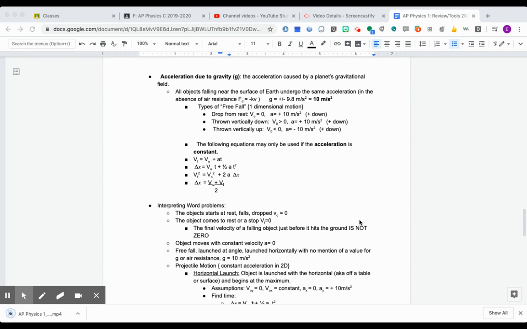Okay guys, so this is segment 2, video 2 from the kinematics review. Last thing we need to talk about within the kinematics unit is constant acceleration.